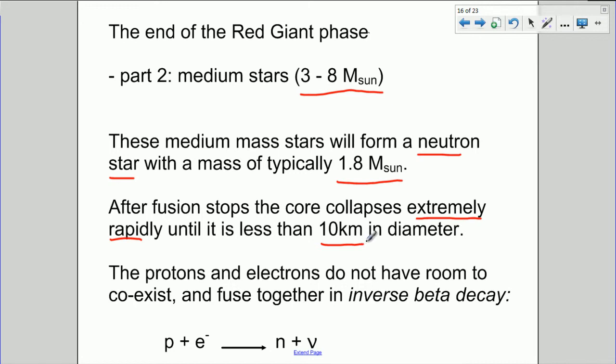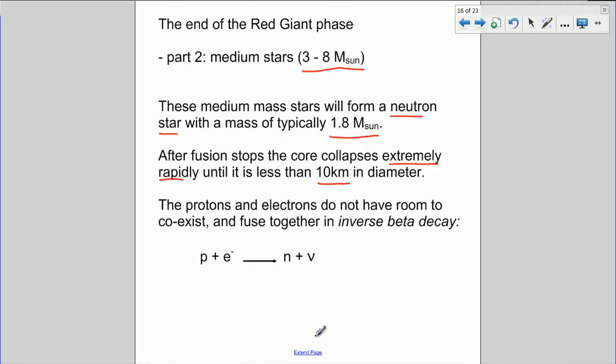Now, at some point during that rapid collapse, it passes the point of electron degeneracy. So the gravity has got such a strong grip on it that it squashes it and squashes it, and it pushes the electrons towards each other, and then it pushes the electrons in towards the protons and neutrons in the center of the atoms. It pushes them in so hard that the protons and the electrons run out of room. And what happens is they effectively fuse, I'm using this term lightly, it's not the same as nuclear fusion, but they join together in what we call inverse beta decay. So the proton will actually join with the electron to produce a neutron and a neutrino as well.